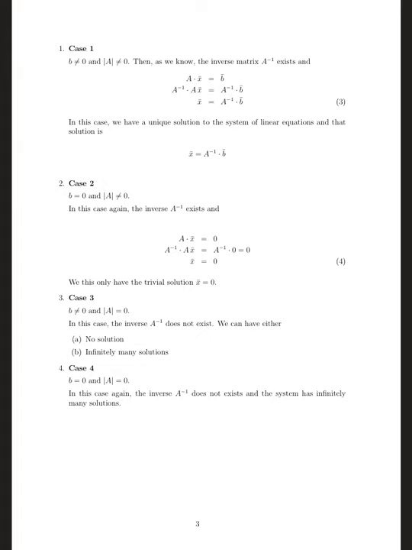So the first case here is when your vector b, or the matrix B on the right side of the equation, is not equal to 0, or not equal to the null vector, that is, or null matrix, that is a matrix full of zeros. B not equal to 0, and also determinant of A not equal to 0. So this is the nice case. That's like the case we just looked at. In that case, since the determinant is not 0, we know that the inverse exists.